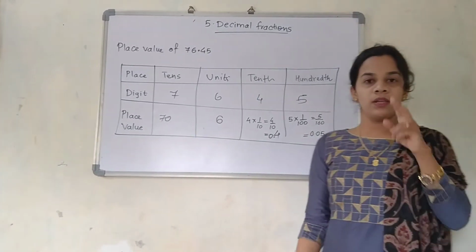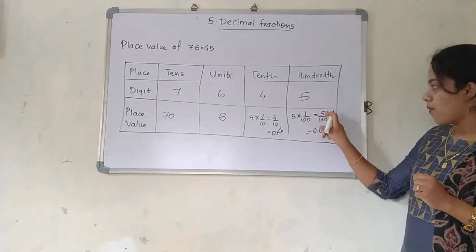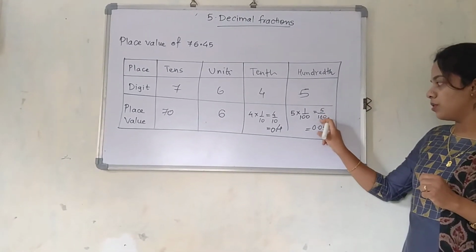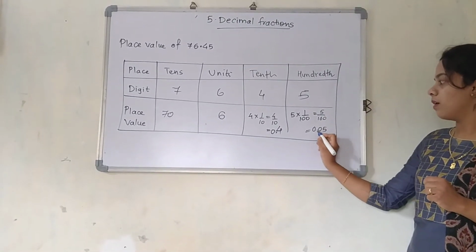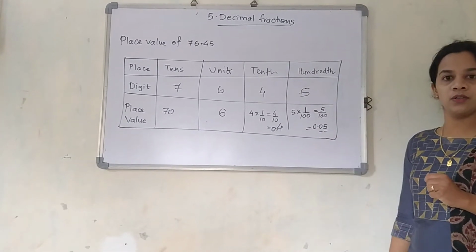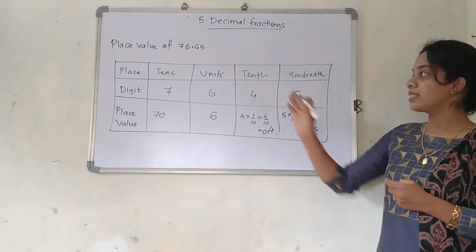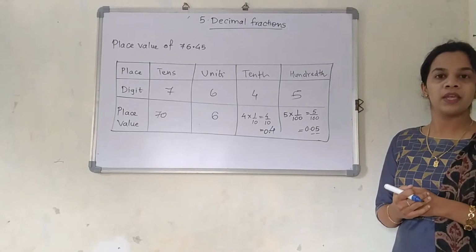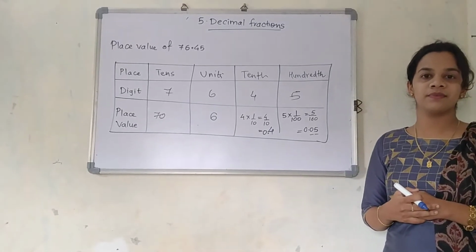If you remember, just think again about it. 5 I have written as it is, with 2 zeros. So 2 places I have left, the point I have given, and I have written 0. So this is the place value of 76.45. We will see the next part from it.